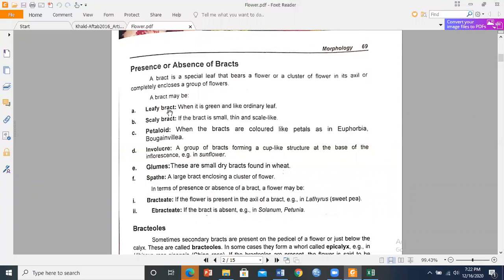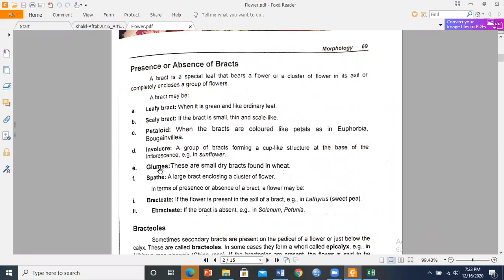It can be a leafy bract when it is green and like ordinary leaves. Scaly, if the bract is small, thin, and scale-like. It is petaloid like petals, that's why it is colored, as in euphorbia and bougainvillea. Involucre, a group of bracts, for example, we have already read in the sunflower, a group of bracts forming a cup-like structure at the base of the inflorescence.